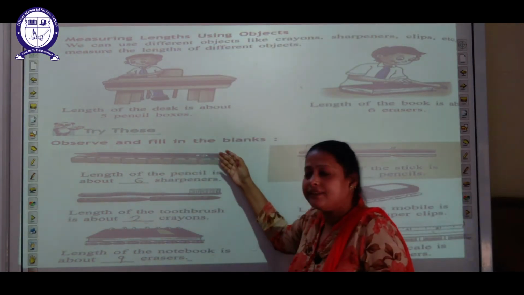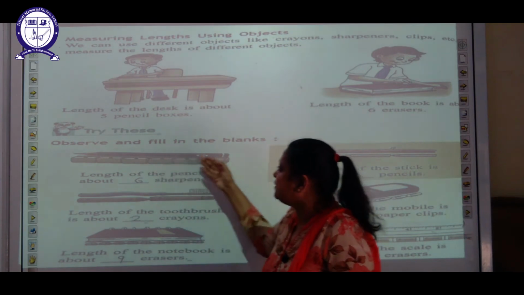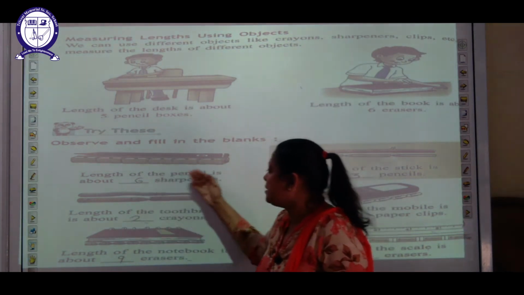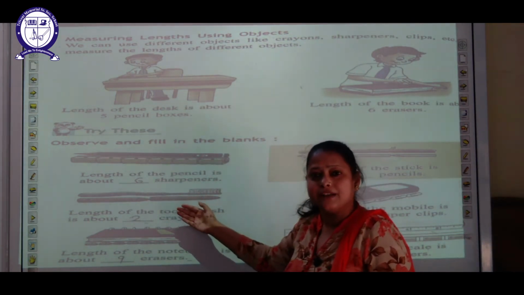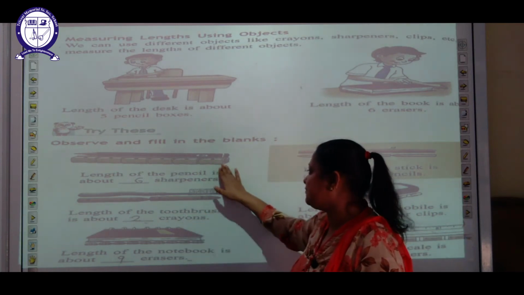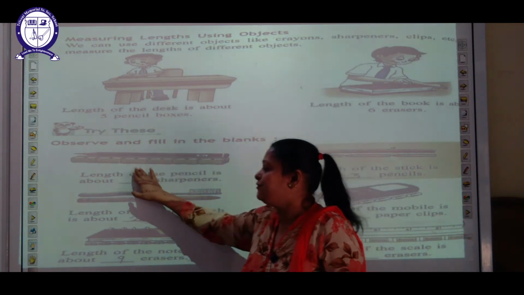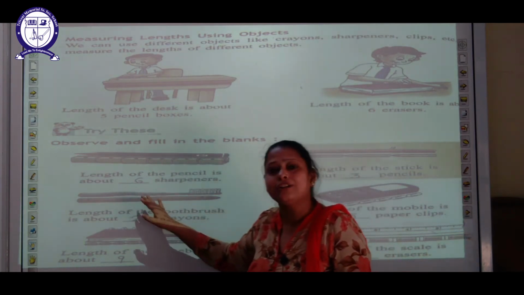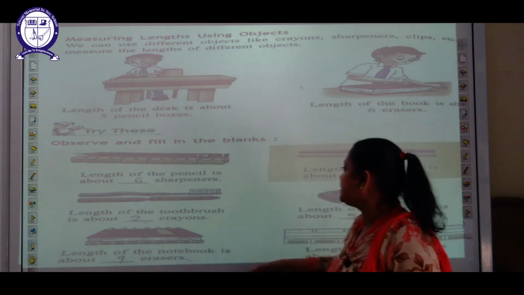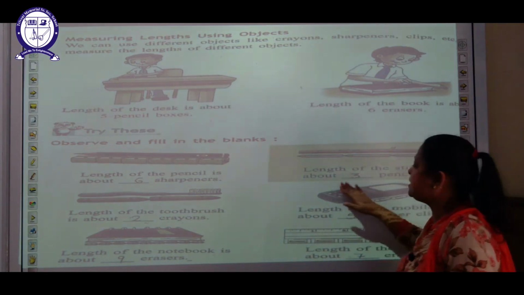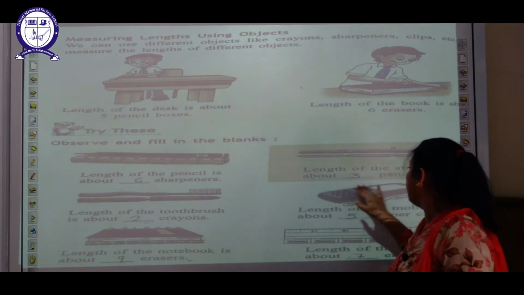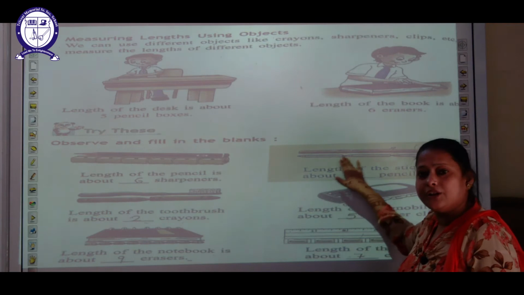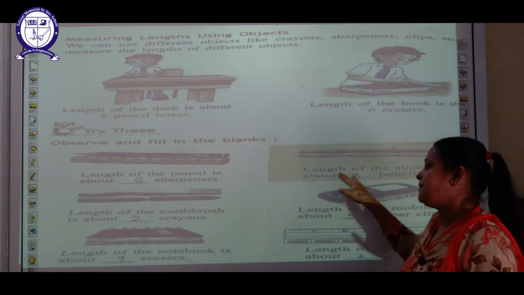Observe and fill in the blanks. Length of the pencil is about dash sharpeners. Let us count the sharpeners. 1, 2, 3, 4, 5, 6. So length of the pencil is about 6 sharpeners. Next, students, length of the stick is about how many pencils? Count 1, 2, 3. 3 pencils.